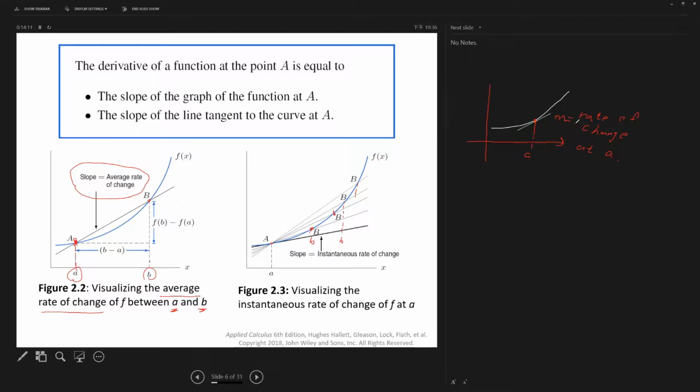Okay, but think about this. If we want to find the slope of a line, we need at least 2 points in order to use the formula, right? The rise over run. But here, since we only have 1 point on the line, which is the point A, how do we find the rate of change at exactly 1 point? And that opens up the ideas of calculus, and that's what we're going to learn in this chapter.